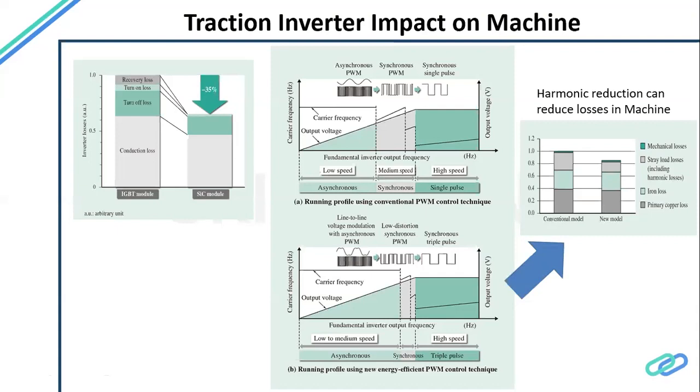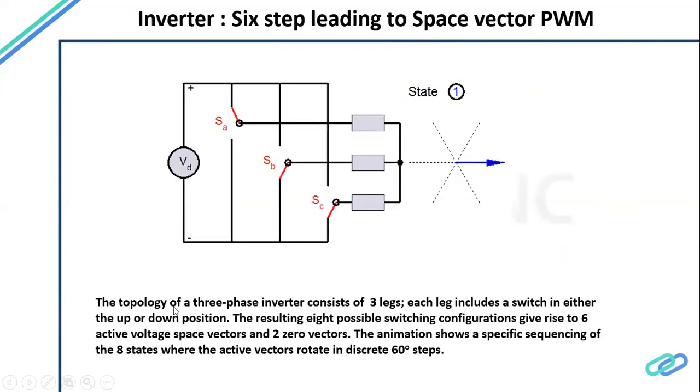So you can see the impact on the machine is coming from the inverter side, where the losses are drastically reduced, and definitely that means your efficiency will be much higher compared to the conventional one. So this gives us another dimension: not just the machine, but the inverter also has to be considered, and what kind of topology we are using.